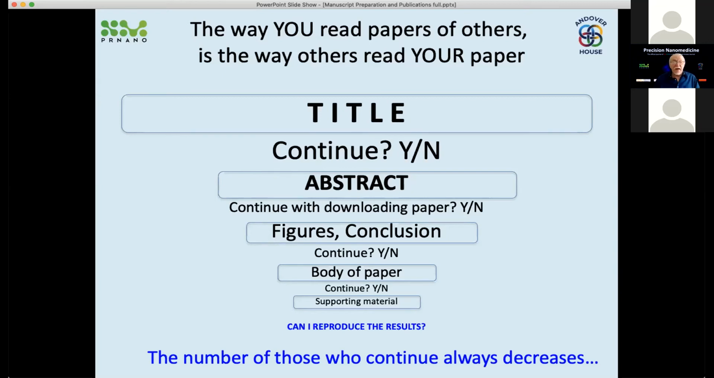You may have local, national or international collaborators, which is very, very useful.